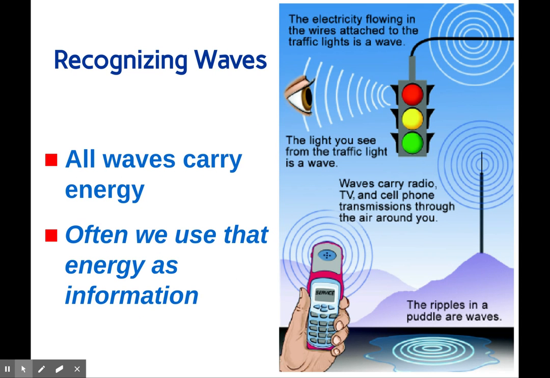So we've got to recognize waves are all around us. There are different types of waves. Waves carry energy. That energy typically carries information. So for instance, the stoplight here carries energy in the form of waves. It gives us information. Our eyes read the waves, and we can determine not only is there a light, but we can see different colors of light.